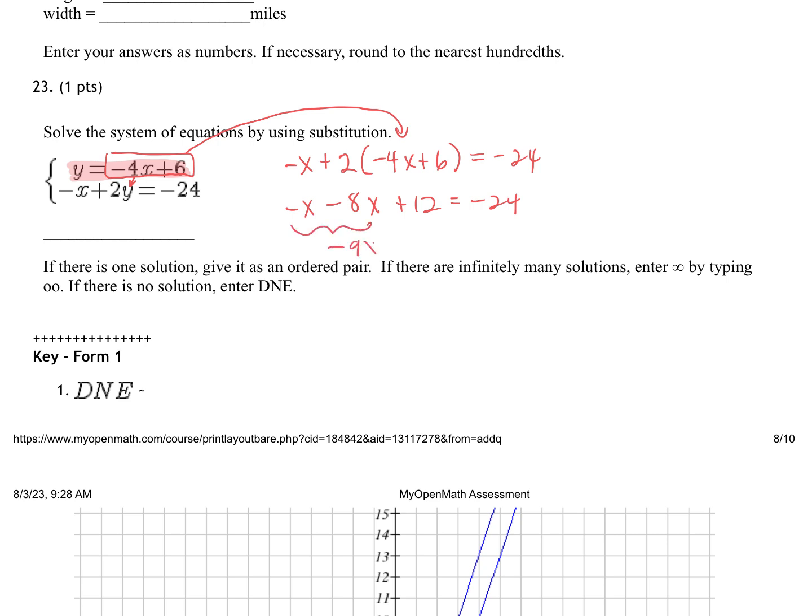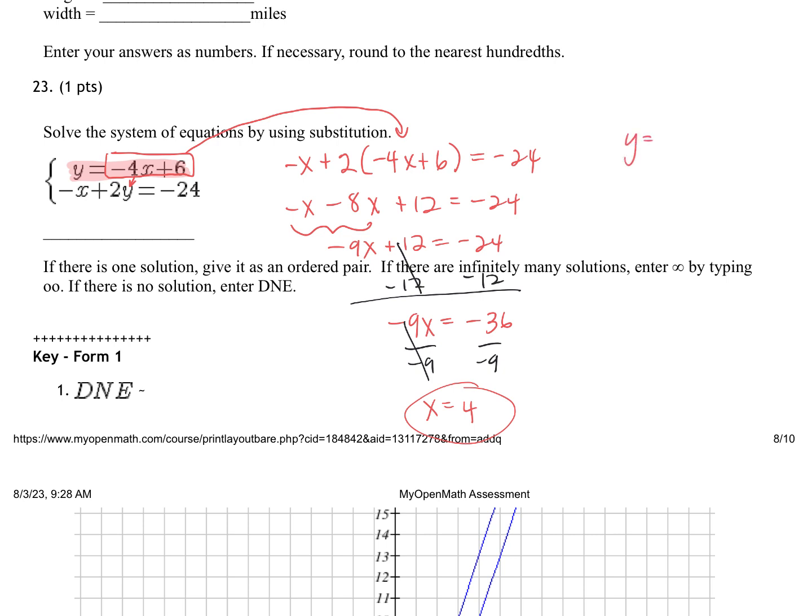Combine like terms, so negative 9x plus 12 is equal to negative 24. Subtract 12 from both sides. So you get negative 9x is equal to negative 36. Divided by negative 9, you get x is 4. So that's the x value. Then you plug that in to find the y value. So y is equal to negative 4 times 4 plus 6. So that's negative 16 plus 6. So that's negative 10. So your answer here would be (4, negative 10) in parentheses because it's an ordered pair.